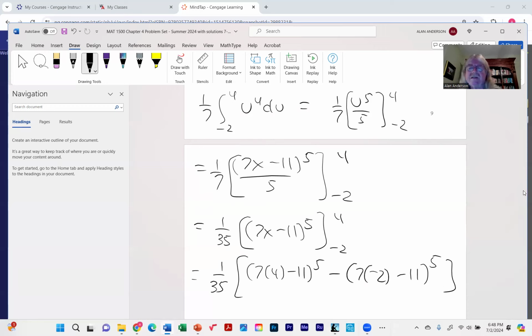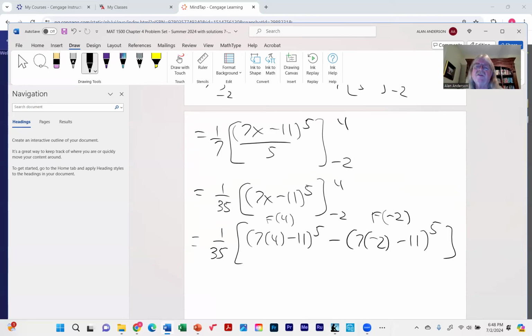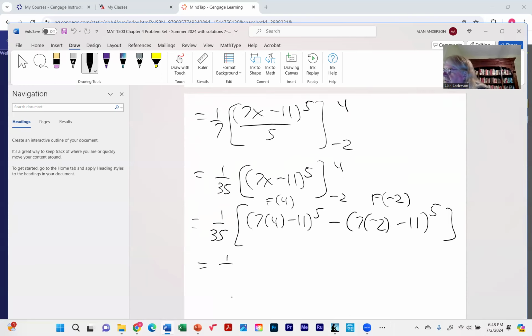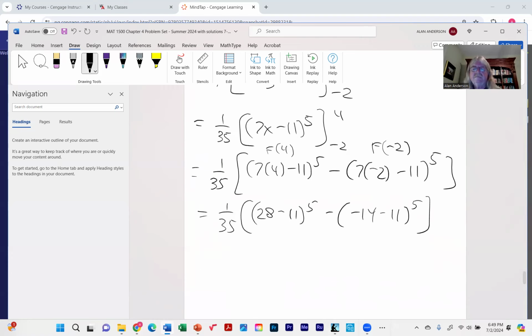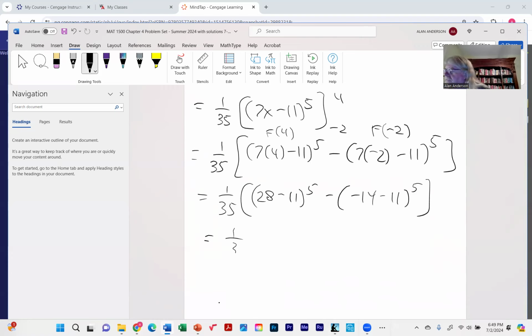So in other words, in the first case, this is what we would have called previously f of 4, meaning the integral evaluated when x equals 4. And then here we're doing the same thing with negative 2. And then we're subtracting them according to the fundamental theorem of calculus. So what do we have? 28 minus 11 to the 5th power minus 14 minus 11 to the 5th power, which is 17 to the 5th minus 25 to the 5th.